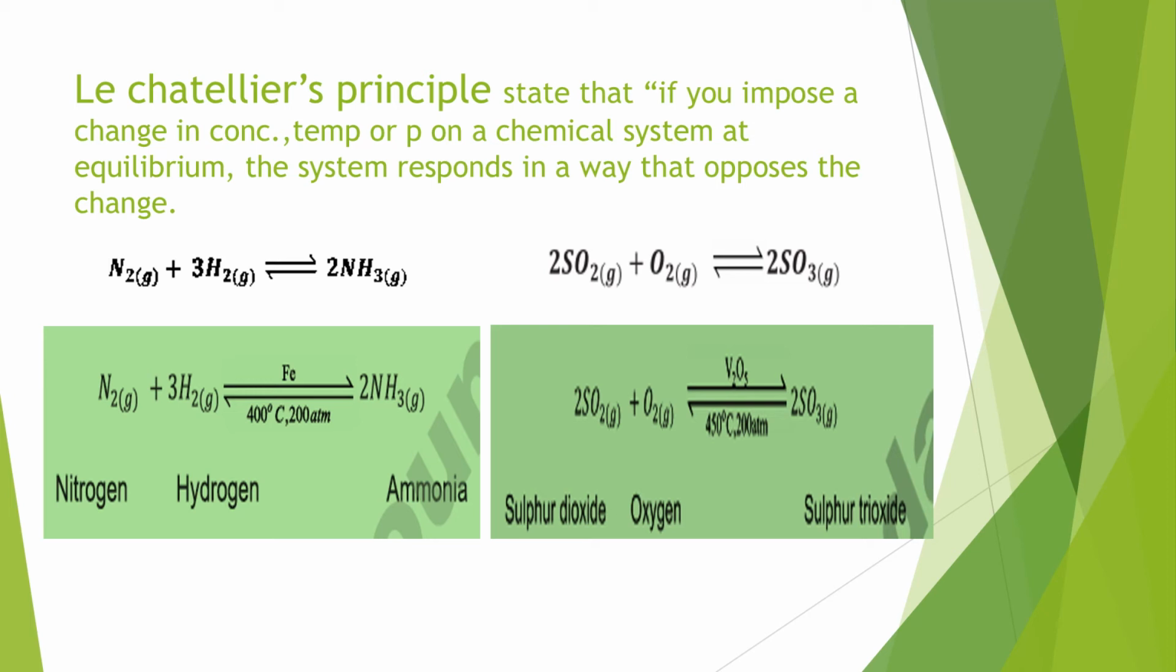Both these reactions are very important. Ammonia is used as a very important fertilizer and in the formation of nitric acid. In the same way, sulfur trioxide is used in the formation of sulfuric acid. So, on an industrial level, these two reactions are very important.